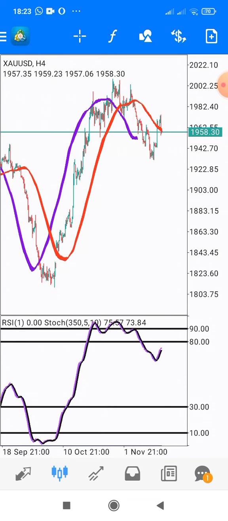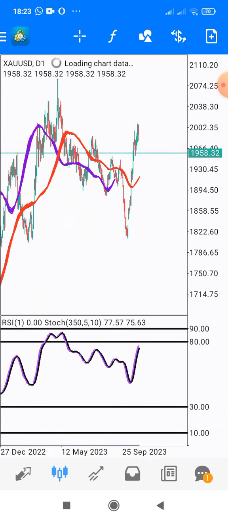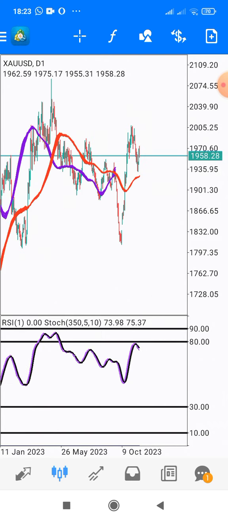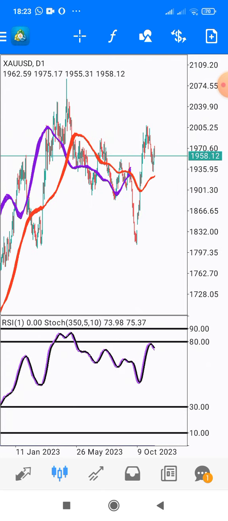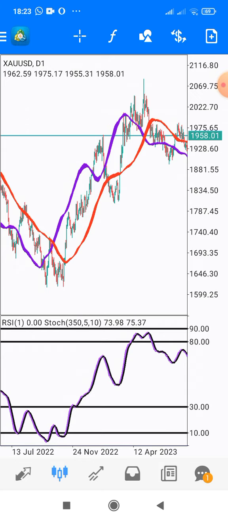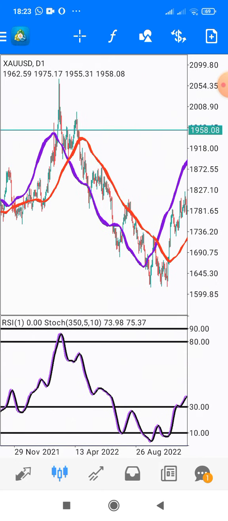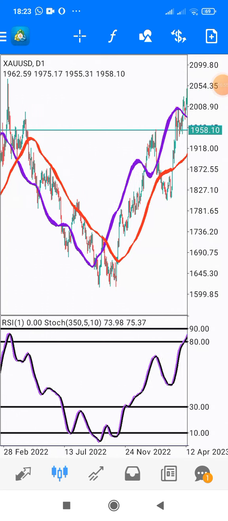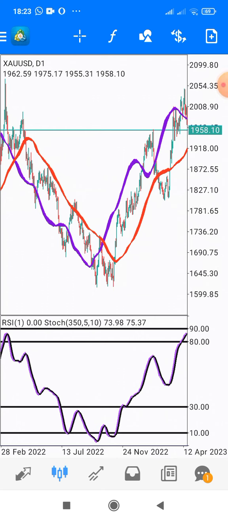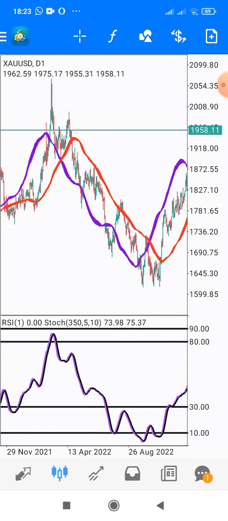Look at that market, my dear. This is one of my best strategies. I really love this strategy. Very clear. Even a child can trade.